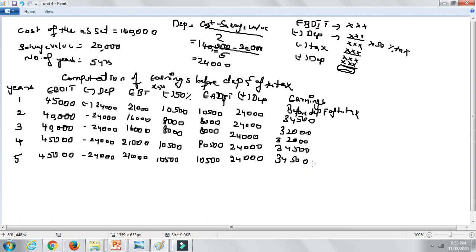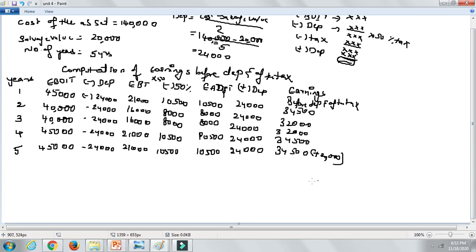Now all the time remember this, whenever he gives you salvage value, you need to add it in the fifth year. How much has he given you as salvage value? 20,000, right? So in the last year you need to add this 20,000. Remember this is very important. All the time you need to add the 20,000 in the last year.